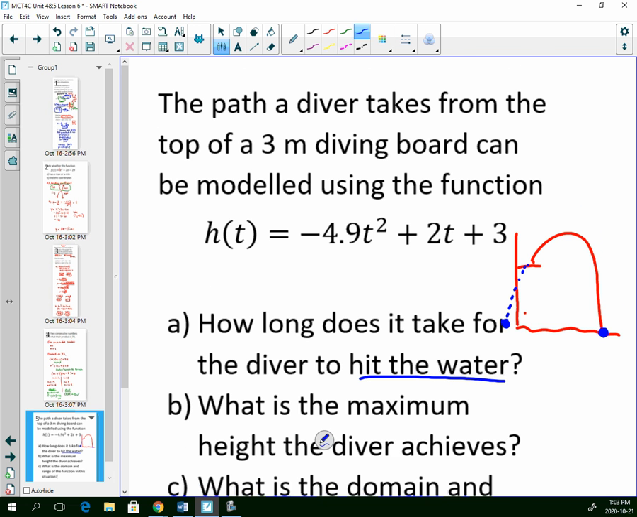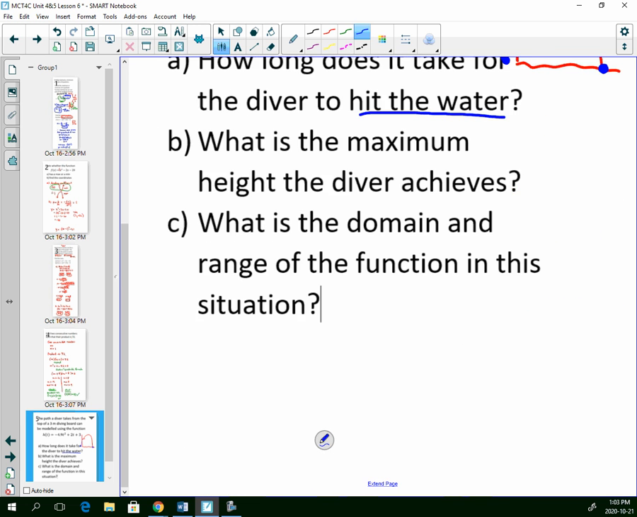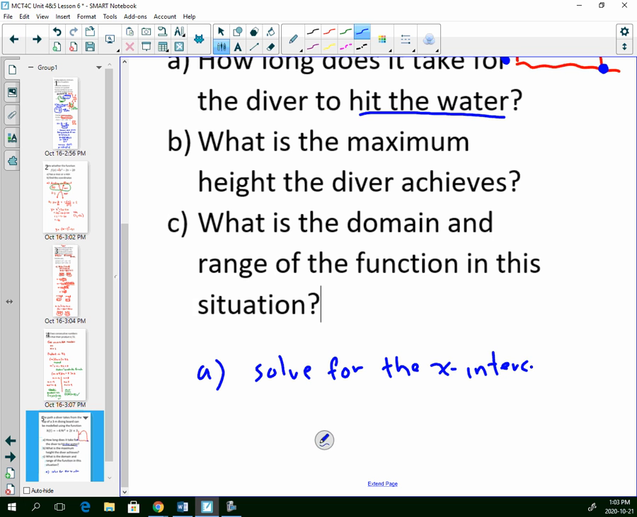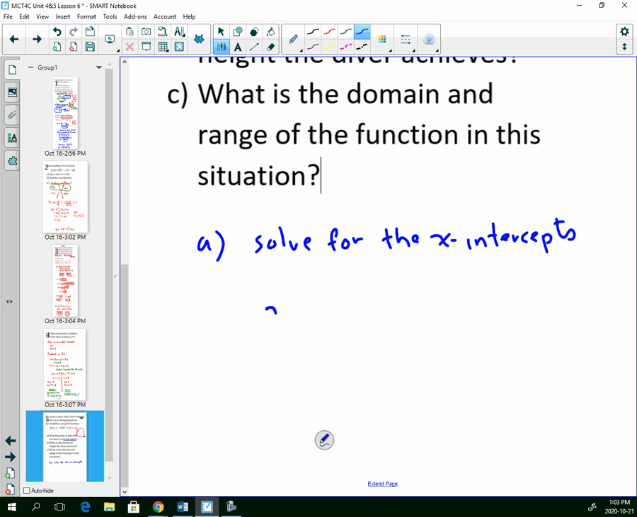Okay, so in this A part, we have to find the x-intercepts, because I want to find the bottom of the graph. So I'm going to use the quadratic formula, because I can't factor this.